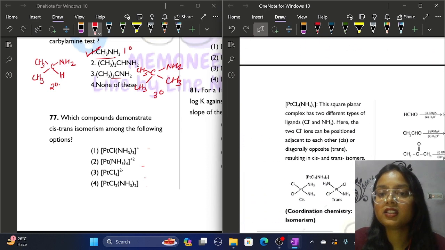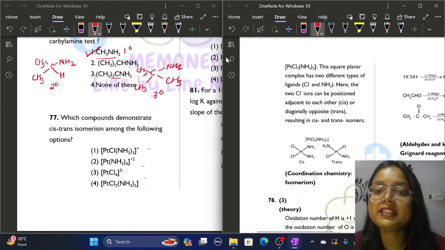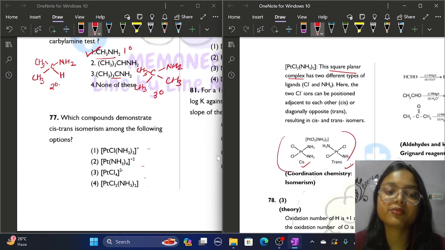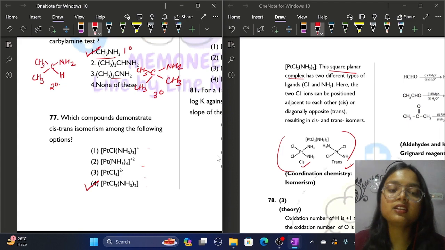For the last option, which is Pt Cl whole 2 NH3 whole 2, this is a square planar complex and it is capable of showing cis-trans isomerism. See, this type of structure can be formed in cis-trans isomerism. So option 4 will be the correct option.